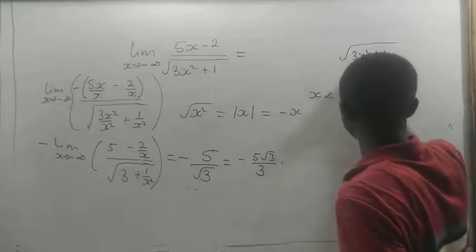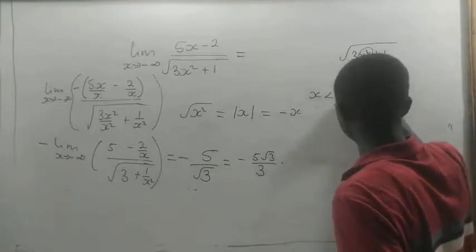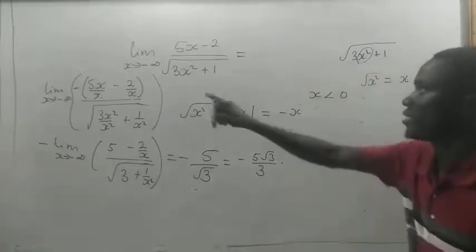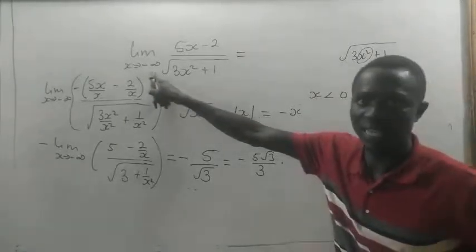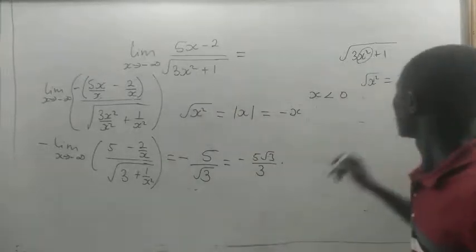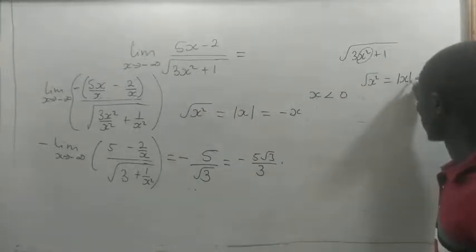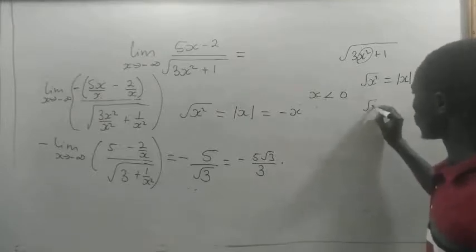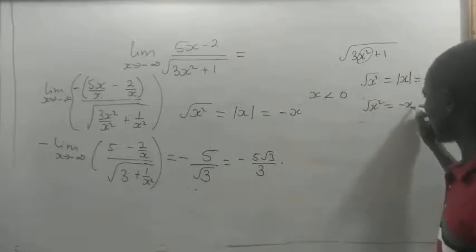I want to take this x squared out. So we take root of x squared equal to x. But here, we are approaching x from the negative side. That's x approaching negative infinity. So we are saying this is equal to the absolute value of x, which is equal to negative x. So here, square root of x squared is equal to negative x.